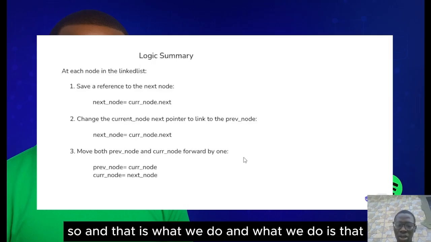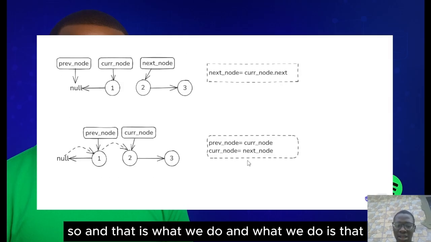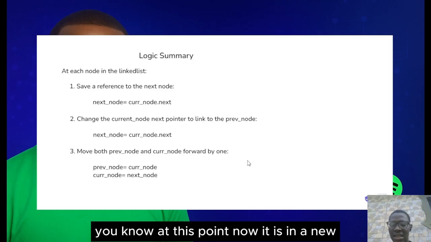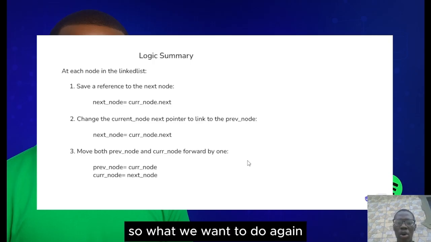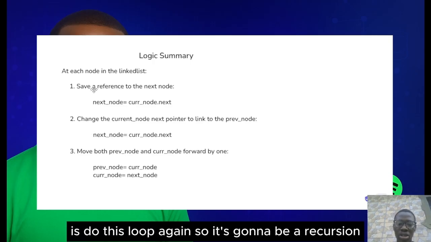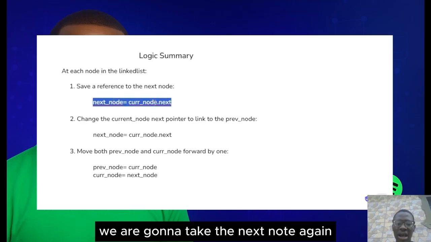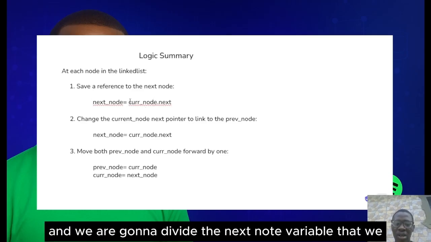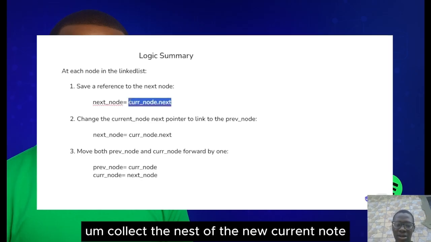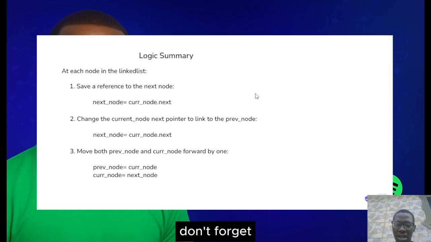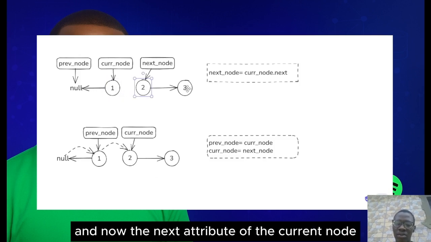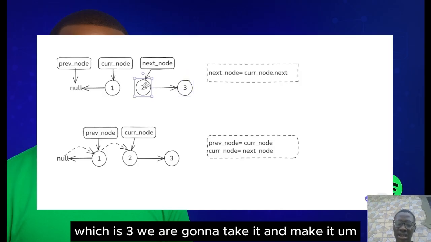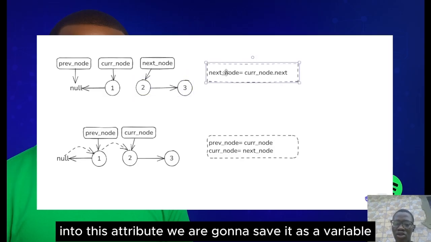You understand? So that's what we do. At this point, previous node has been shifted by 1, current node has been shifted by 1. So what we want to do is do this loop again. So it's gonna be a recursion. We are gonna take the next node again, and we are gonna define a next node variable that collects the next of the new current node. Don't forget, current node has been shifted from 1 to 2, and now the next attribute of the current node, which is 3, we are going to take it and make it into this attribute.